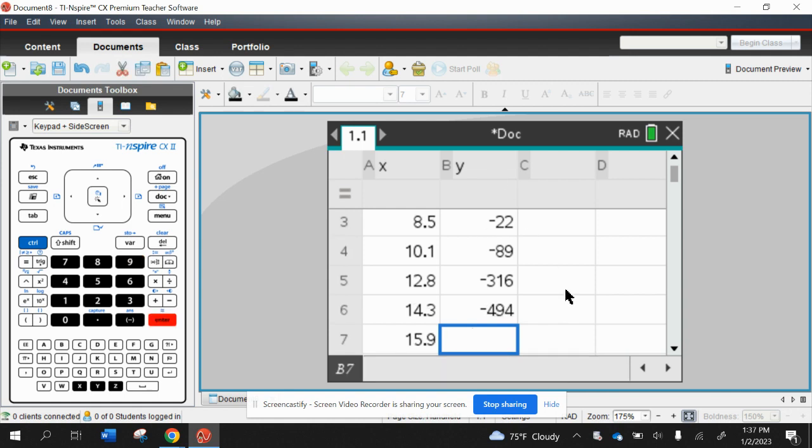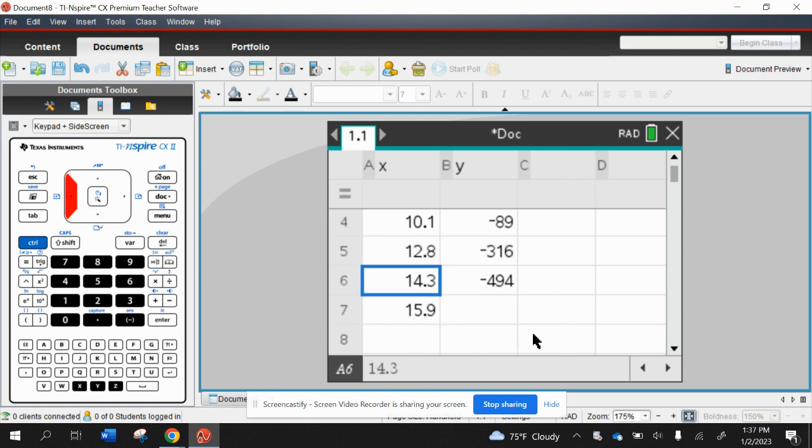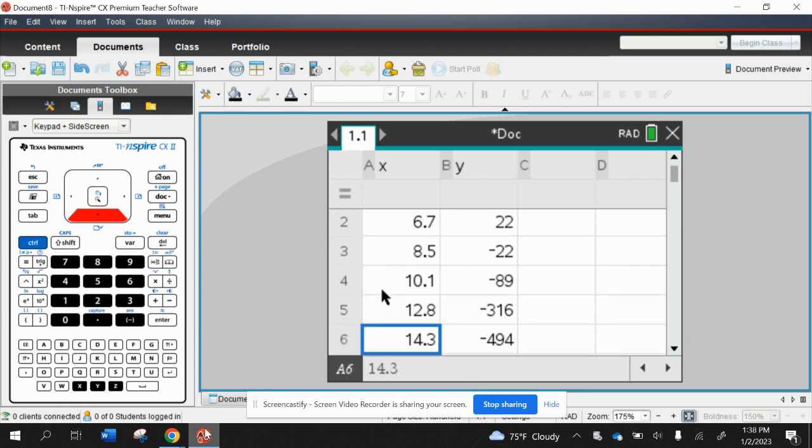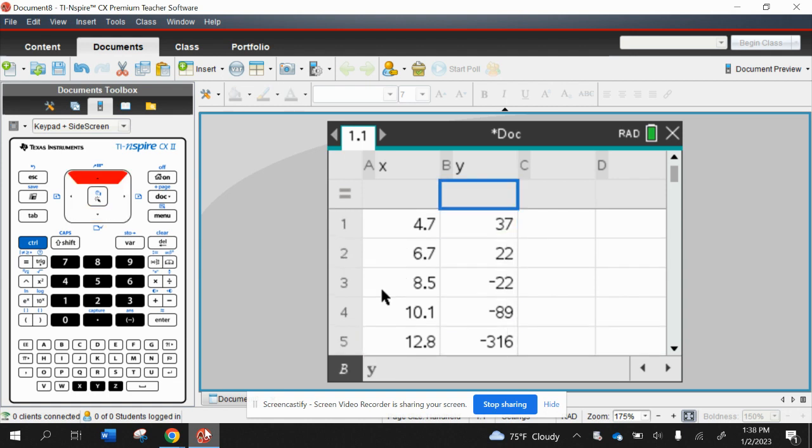All right, now this mistake is common. Notice how the numbers don't line up. So if that happens, you want to go back and double check your table. So let's do that, okay? So 4.7 is correct, 6.7, 8.5, 10.1, 12.8, 14.3, 15.9. Okay, so that's correct. Now let's look here. What happens is, like I did, I forgot a number. So you want to see what happened there and which number it was.